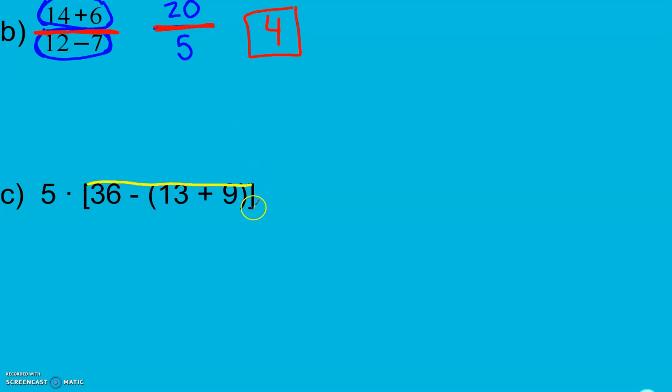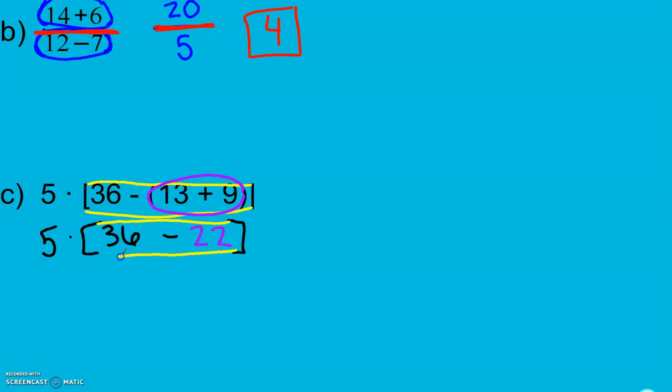Everything inside this bracket has to be done before we can do anything outside. Looking inside the bracket, first thing we need to do is still our grouping symbol. So we go with the innermost grouping symbol first. 13 plus 9 gives me 22. Here I still have that 36 minus that entire group, in brackets, and it's still times 5. So now we do our grouping symbol. I take 36 minus 22, which gives me 14.